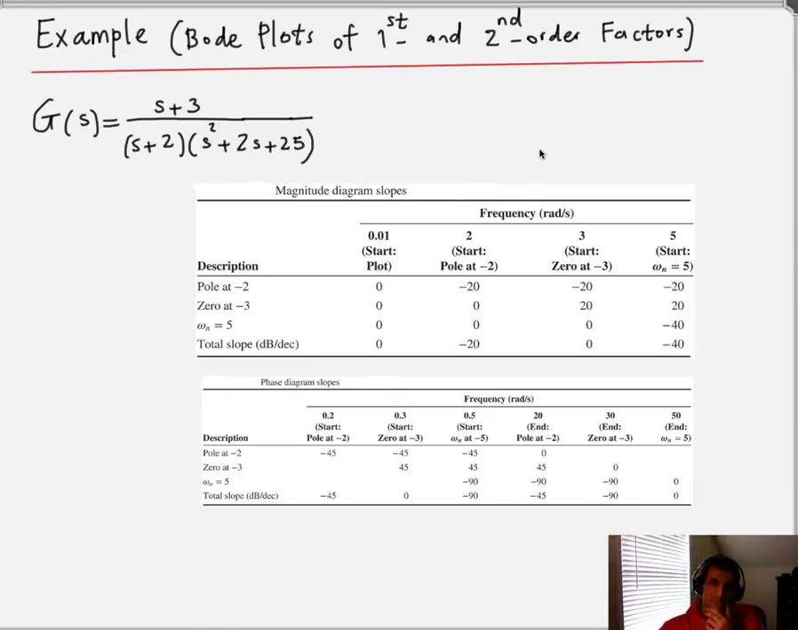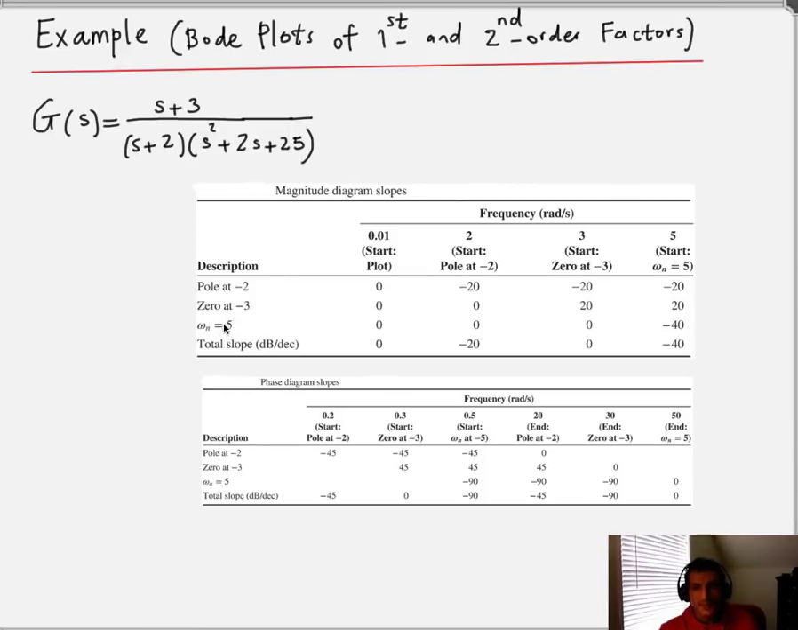Now, remember that for every first order, when you're trying to figure out the magnitude diagram, you're going to have one break frequency. For every second order, you're also going to have 1 break frequency. But if you have a phase diagram that you're trying to figure out, for every first order, you're going to have 2 break frequencies, 0.1 and also 10 times whatever this value is, for example 3 or 2. And for second order, you're also going to have 2. But those are actually going to be 1/10 and 10 times the natural frequency, which for this example, omega n squared is equal to 25, and therefore omega n is going to be 5. So now we have a pole at 2, we have a zero at 3, and we have an omega n which is equal to 5.